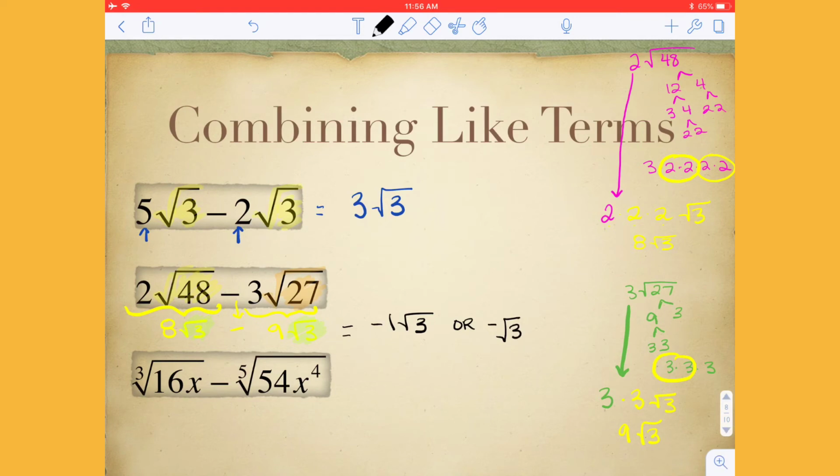I will allow you to do the last example on your own, but again, you're going to try to simplify both of these terms. And what you're going to find out happens in this example is that you're able to simplify, but you still can't combine terms. And that's okay. You want to simplify as much as you can, and if you can't combine, then you can't combine, and that's okay.